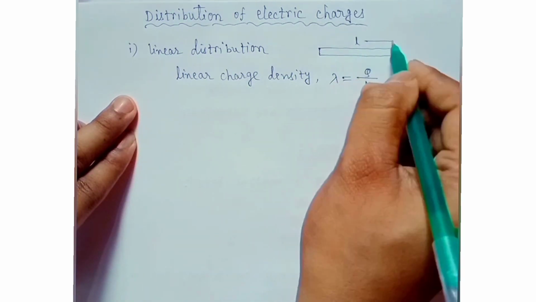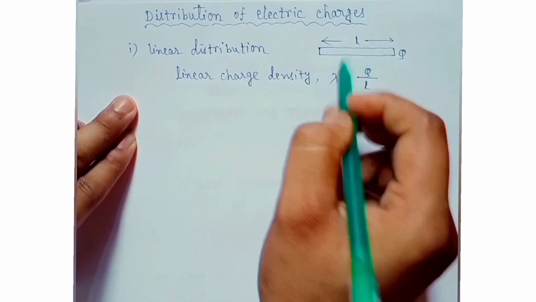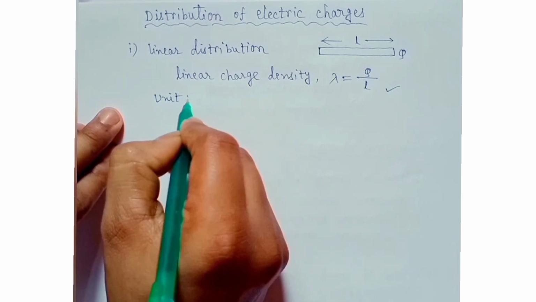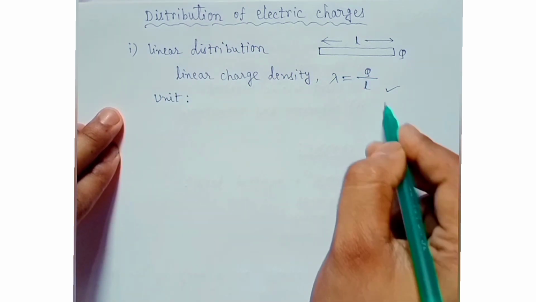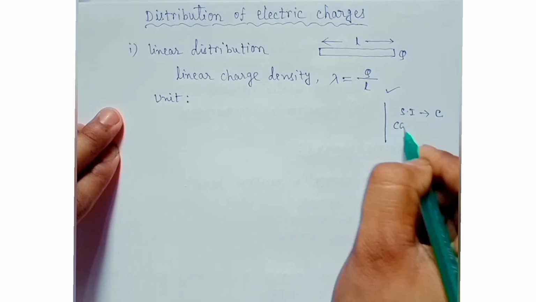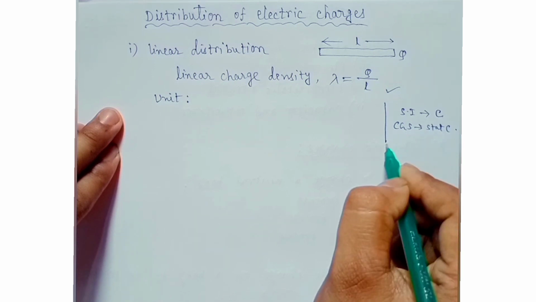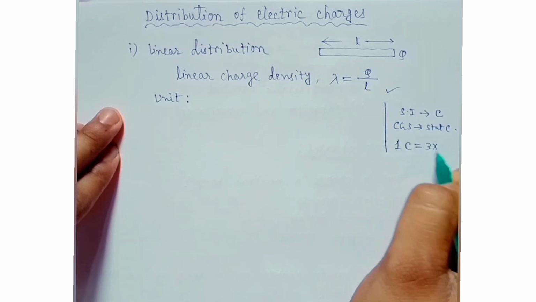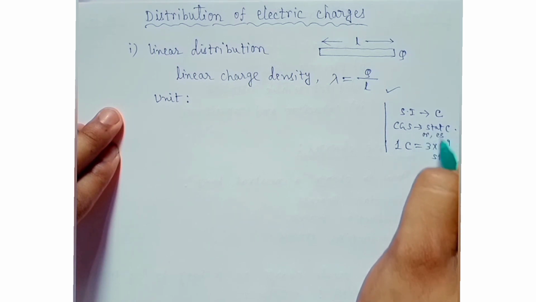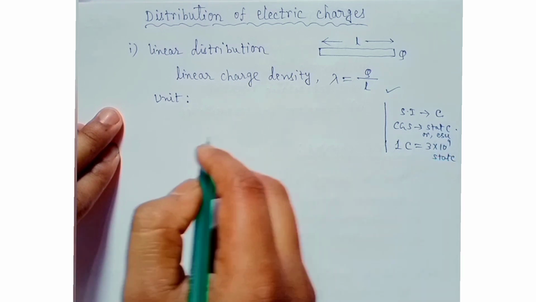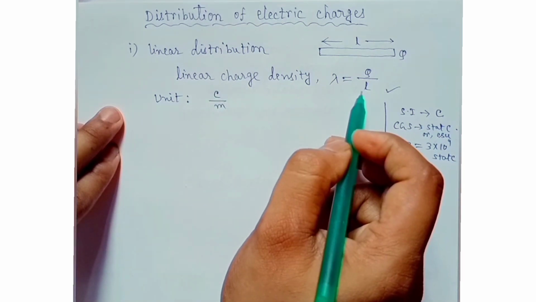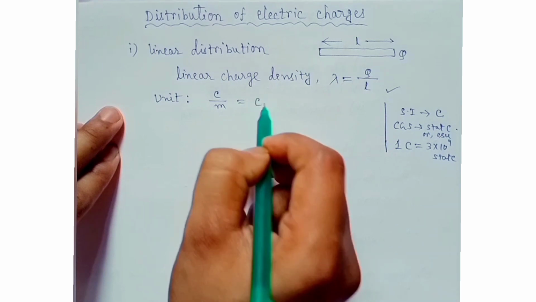If the rod has the total length L and total charge Q, then its line charge density will be Q by L. So its unit will be unit of charge divided by unit of length. So the SI unit of electric charge is coulomb, and the CGS unit of electric charge is stat coulomb, and 1 coulomb equals 3 into 10 to the power 9 stat coulomb. Stat coulomb is also called ESU, electrostatic unit of charge. So here the unit of line charge density will be coulomb per meter, because length has the SI unit of meter. That means coulomb meter inverse.